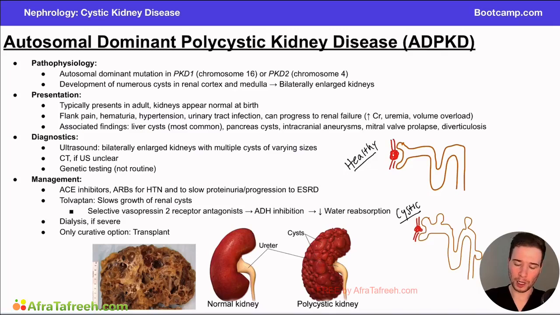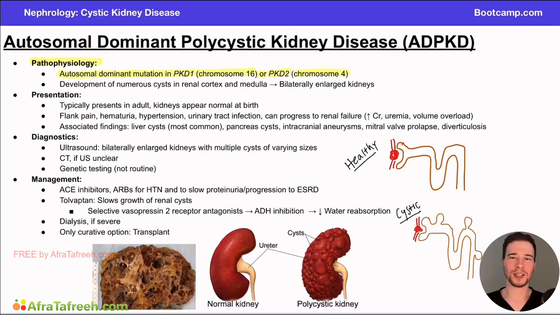In our first one, we're going to talk about the pathophysiology of autosomal dominant polycystic kidney disease. And you guessed it, this is an autosomal dominant condition. What does that mean? That means that patients just need one of the genes from their parents to get the condition, versus autosomal recessive, where you need both of the affected genes to actually show the condition. This is due to a mutation in PKD1 on chromosome 16 or PKD2 on chromosome 4.